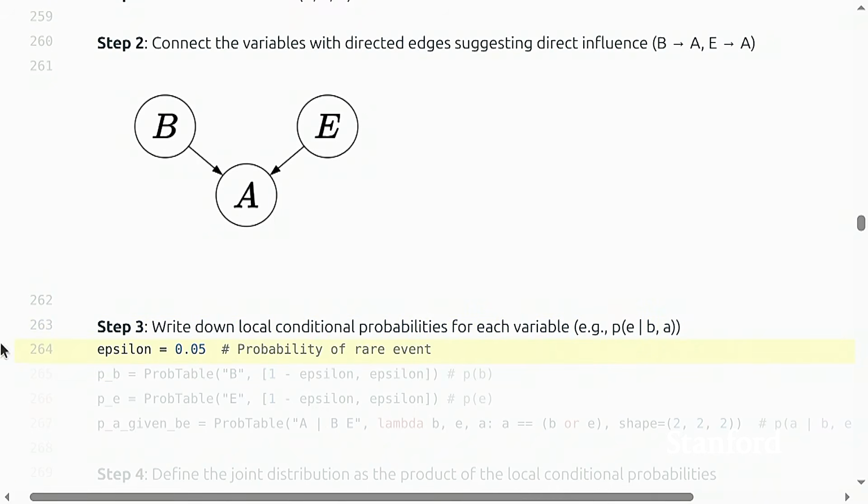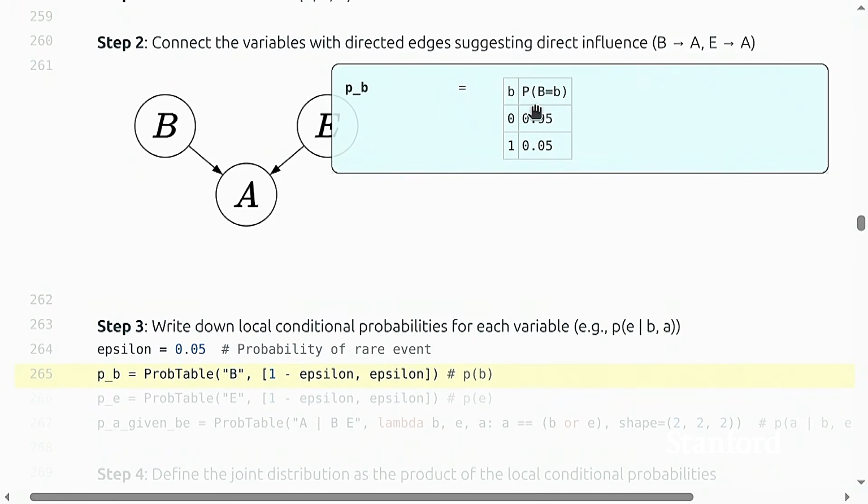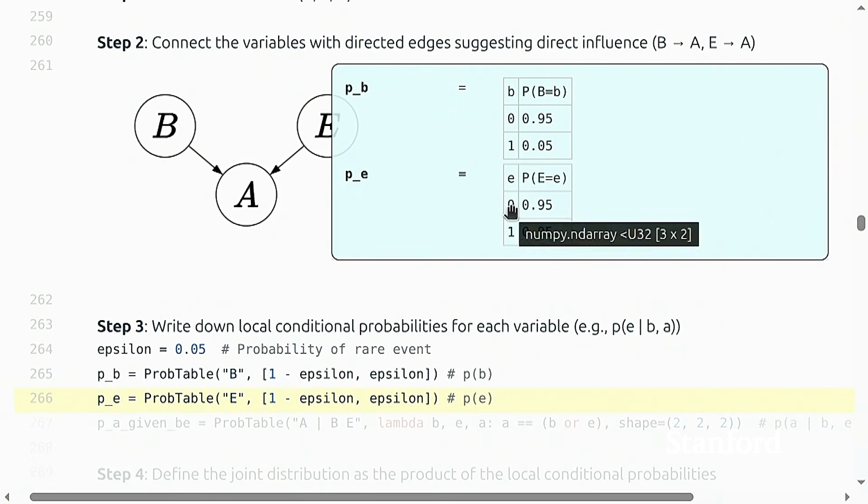So I'm going to assume, based on the problem statement, that the probability of a rare event is epsilon, which is 0.05. And so the first local distribution is the probability of B equals b. The probability of no burglary is 0.95, probability of burglary is 0.05. The same for earthquake. Probability of no earthquake is 0.95, probability of earthquake is 0.05. So you can think about each of these tables as sitting on a node.